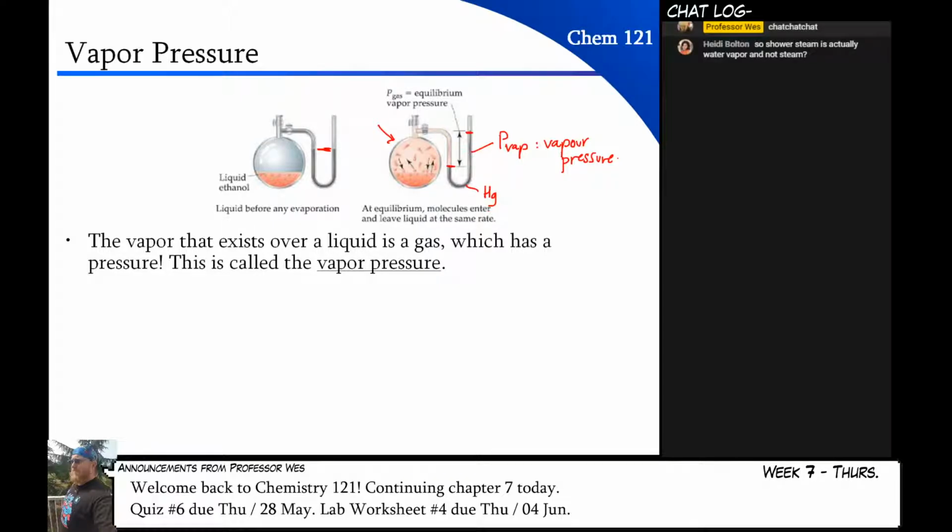In other words, because our vapor is behaving like a gas, it must have the properties of a gas that we talked about on Tuesday. So that means it has a pressure, a volume, a temperature, and a number. Specifically, we're going to care about vapor pressure, because vapor pressure is an important rubric for determining the boiling point of something.